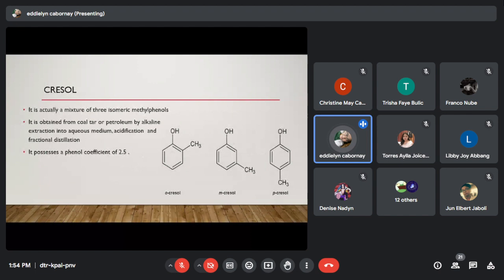So we have the cresol. It is actually a mixture of three isomeric methylphenols, which in the picture are the o-cresol, the m-cresol, and the p-cresol. It is obtained from coal tar or petroleum by alkaline extraction into aqueous medium, acidification, and fractional distillation. The phenol coefficient of cresol is 2.5.